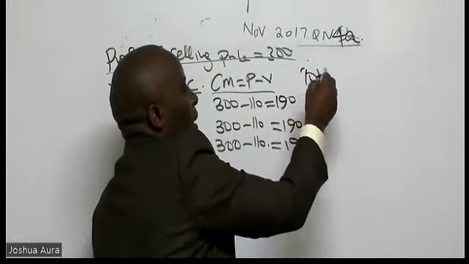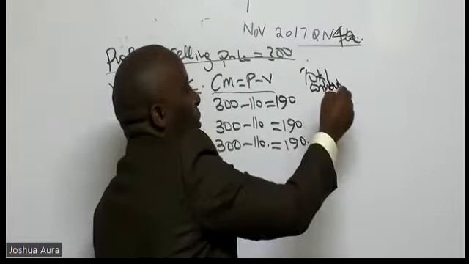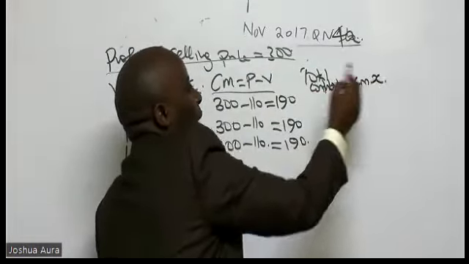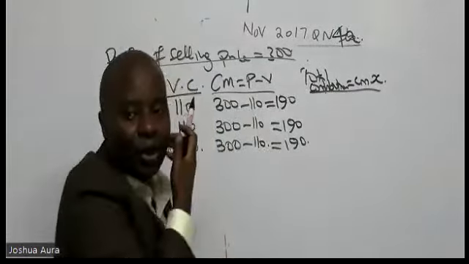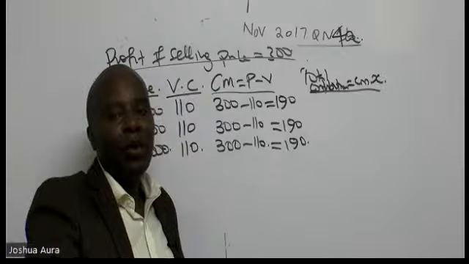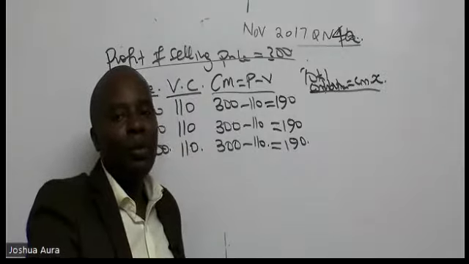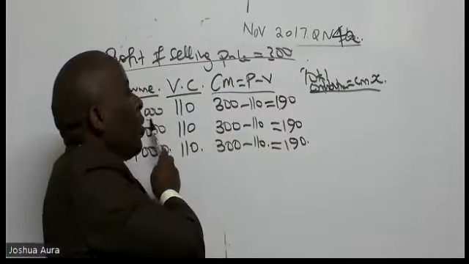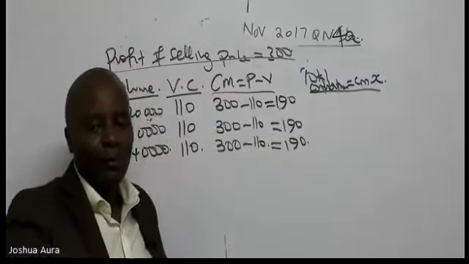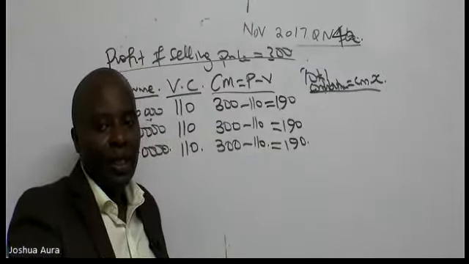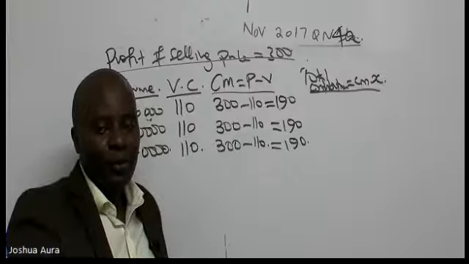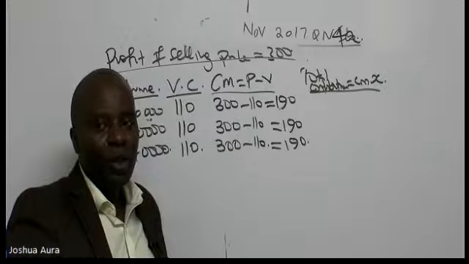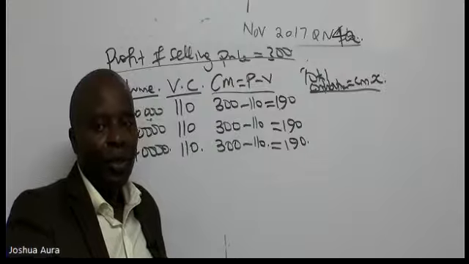So please come here and give me the total contribution. Remember that total contribution is CM times X. It is contribution per unit times number of units. So like now here, I know it will be 190 times 120,000. You can decide to put your figures in shillings, millions, or thousands, depending on which looks beautiful. So could you kindly give me this figure?